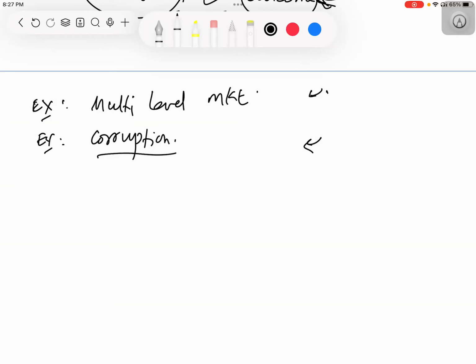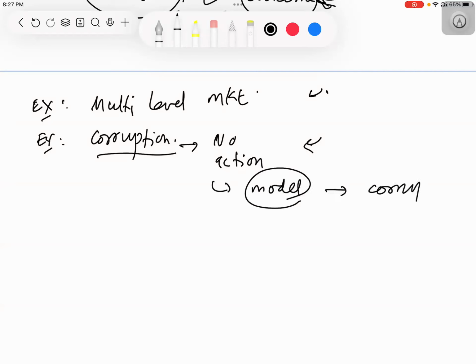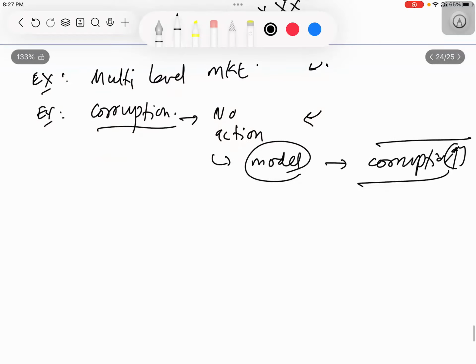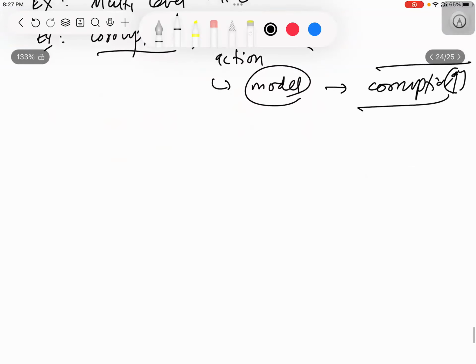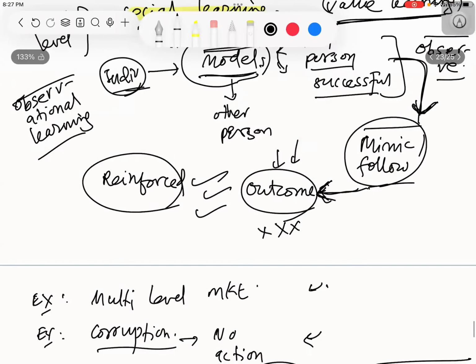Suppose there is a lot of corruption in any service or any society, but no action is being taken on it. Now this will also work as a model, a negative kind of model, and more people will follow it and become corrupt. That means corruption level will increase further, and this is also happening. Right? It can work in a negative way too, meaning it can work both ways. So it depends on the model, it depends on the outcome. Right? So these are all the learning theories.